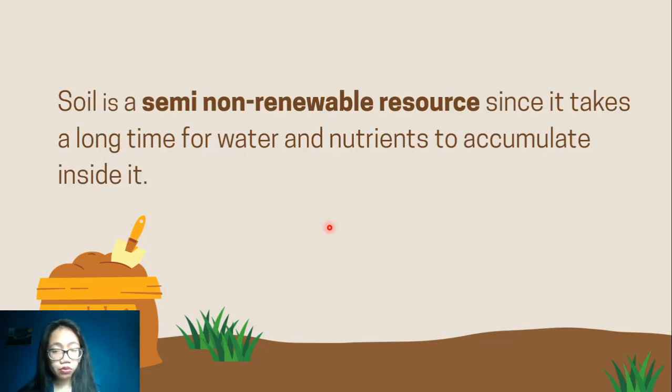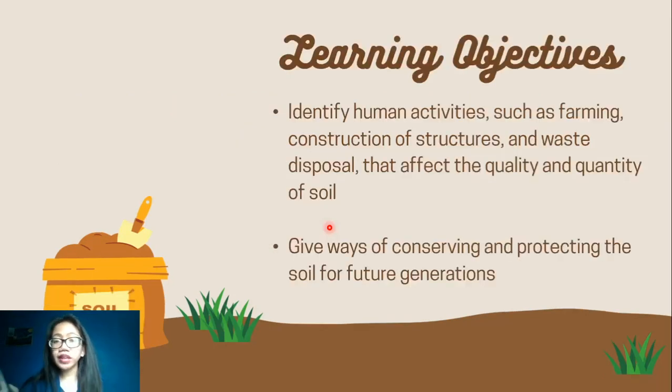So even if we have it in excess, the natural production of soil takes a very long time. So if we don't take care of it, then we might run out of agricultural lands that will support our growing population. Okay, so this is where I will stop my lecture.